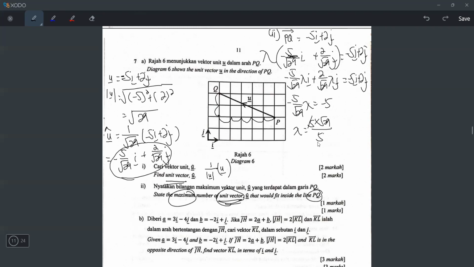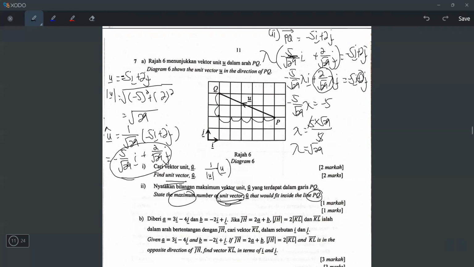Times 5, then divide 5. So cut, you're left with square root 29. It means square root 29 times the unit vector will fit inside the vector PQ. You don't have to compare this and this already because you will end up with the same answer. But if you want to, you can do that, but I won't do it.